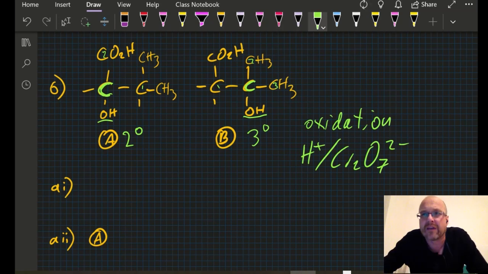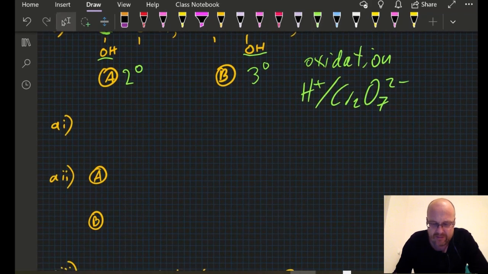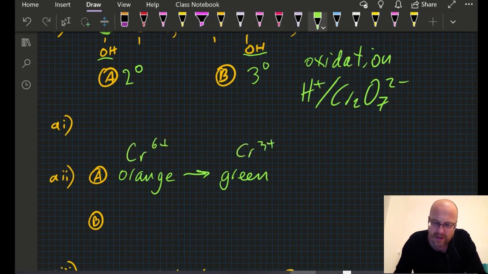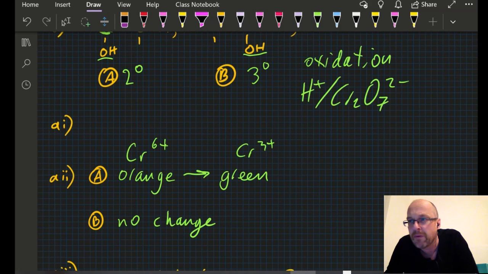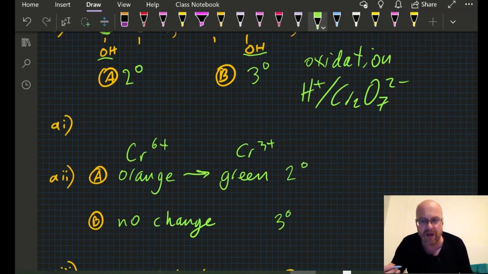State the observation expected. For A, I'm going to turn my secondary alcohol into a ketone, and so the colour of the dichromate is going to go from orange to green. The reason why is because we've gone from chromium 6+ to chromium 3+. And you can't oxidize a tertiary alcohol like this, so there'd be no change. Apparently there were no points for saying the oxidation states, but you did have to mention that this was a secondary and that was a tertiary. But we got those points from up above, so I think we're all right.